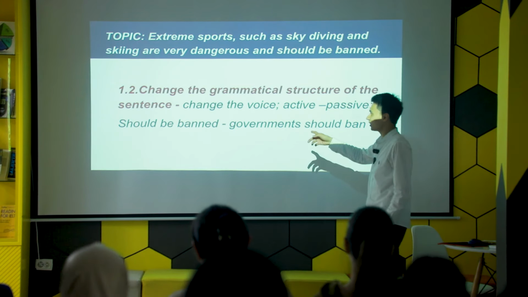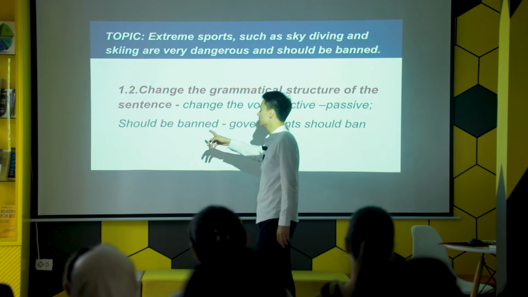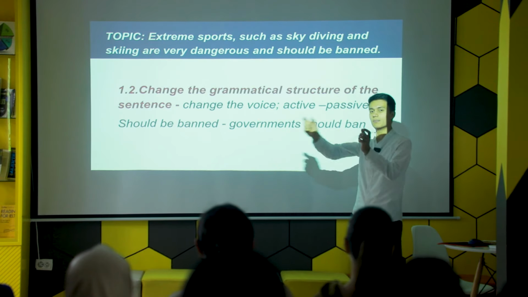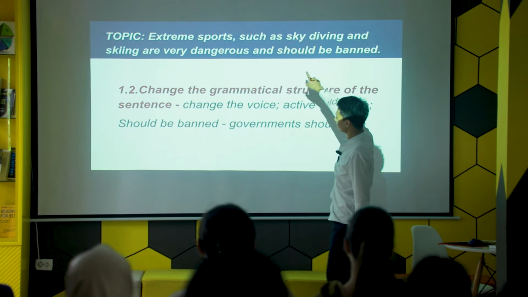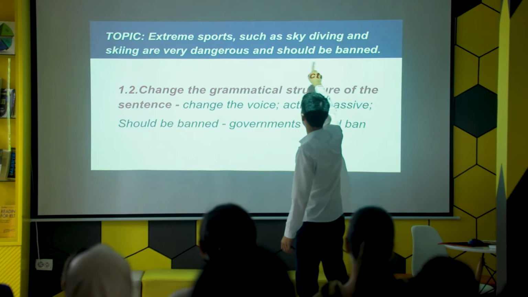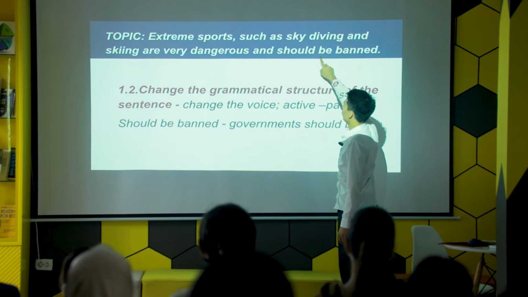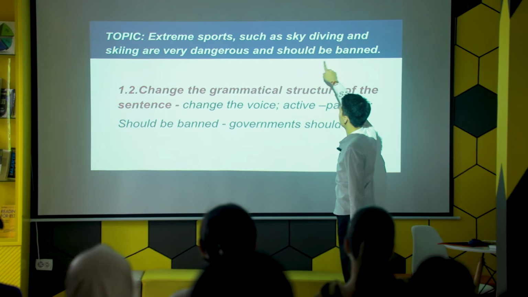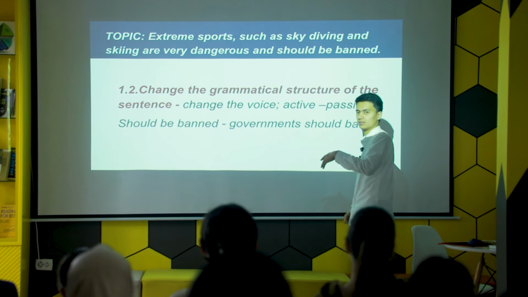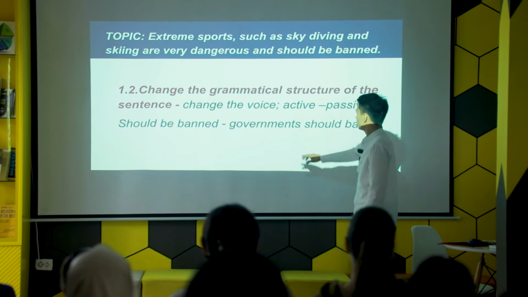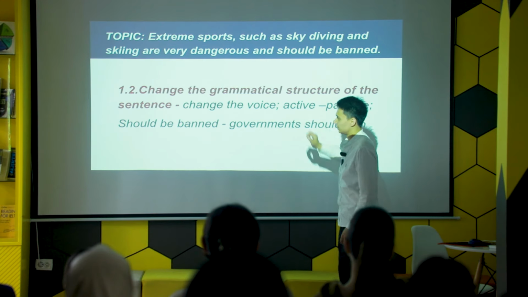Then, this is the rule I love. I love this rule. Change the grammatical structure of the sentence. Look at the topic. Extreme sports such as skydiving and skiing should be dangerous and should be banned. What kind of grammatical structure is this? Should be banned. That's a passive. Change it to active. So active to passive, passive to active.